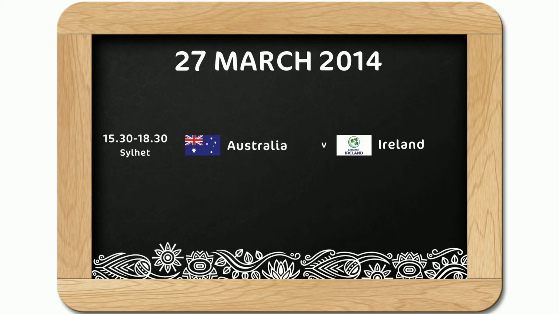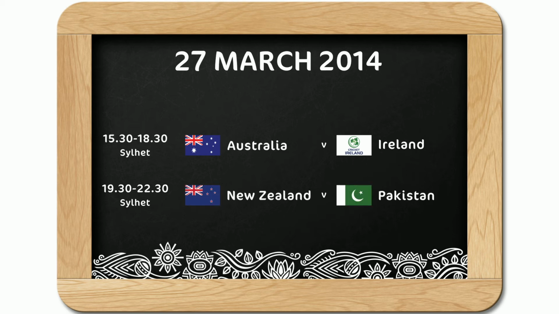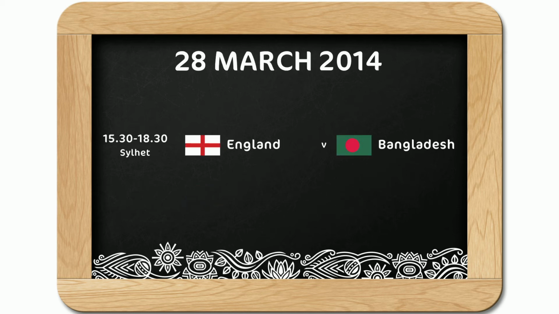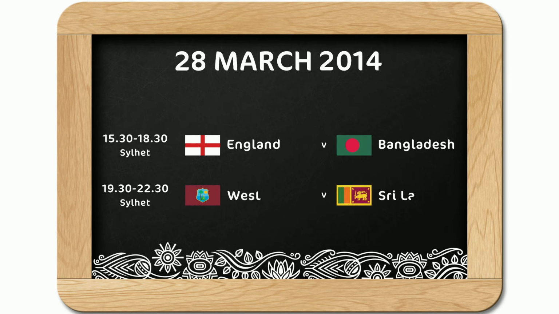The 27th will see Australia taking on Ireland, the latter competing in its first ICC Women's World 2020. This will be followed by New Zealand battling it out with Pakistan for another round of exciting cricket. Host team Bangladesh will once again be on the field facing the English team on March 28. Following them, the West Indies team will play Sri Lanka.